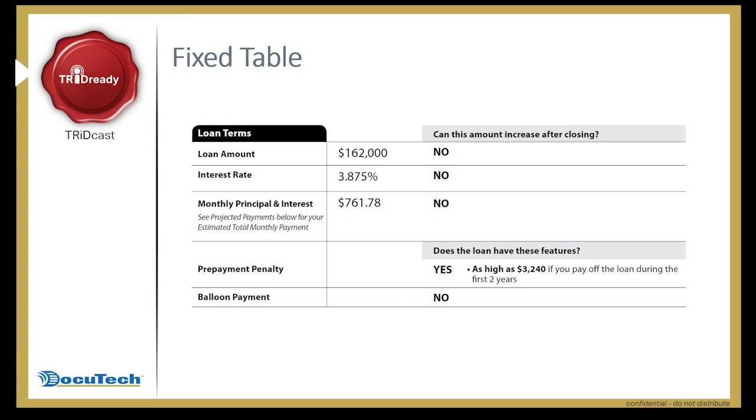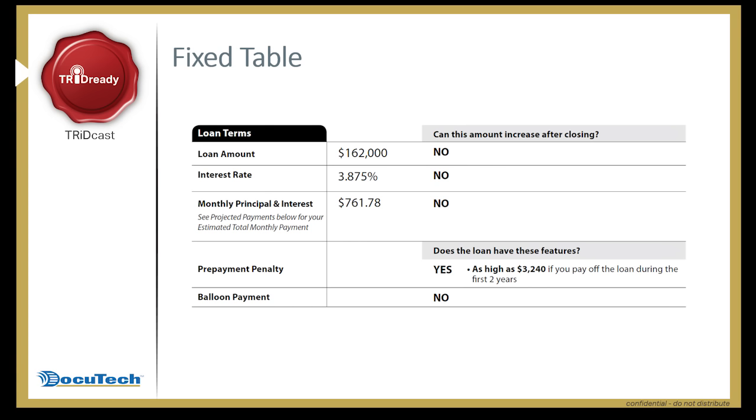Now there could be circumstances where you wouldn't know exactly what the figures would be that you would be disclosing on this table. And so if you don't know what they are at consummation, there are certain rules that you would use, and Amanda is going to review those rules with us right now.